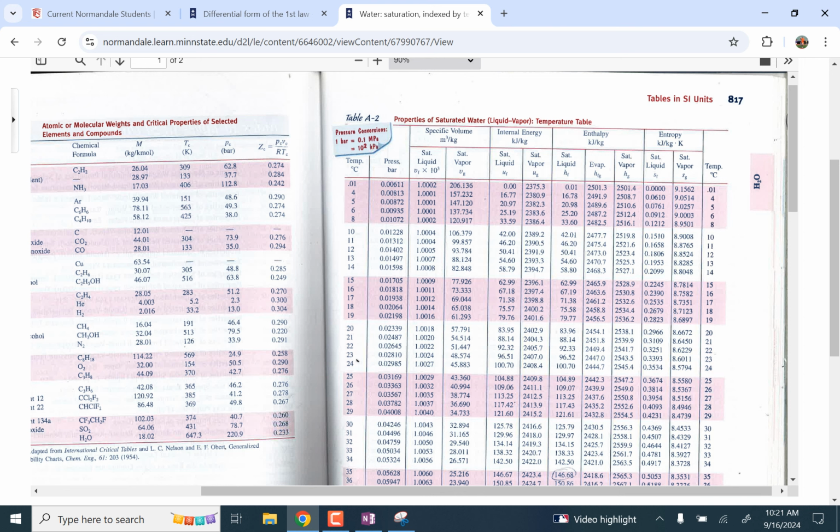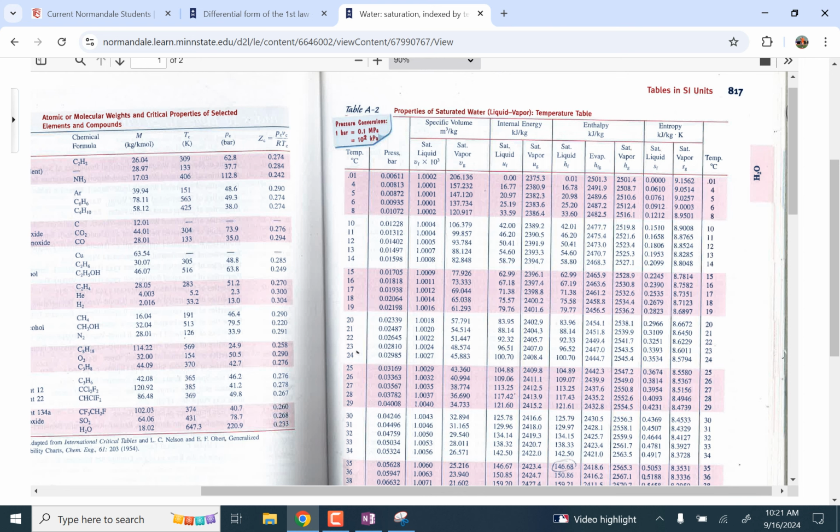And remember, the saturation states are when we're in that boiling transition. So a saturated liquid, if you add more internal energy to it, starts to become a vapor. A saturated vapor, if you remove internal energy from it, starts to go from a vapor back to a liquid. And here's what the properties table looks like.